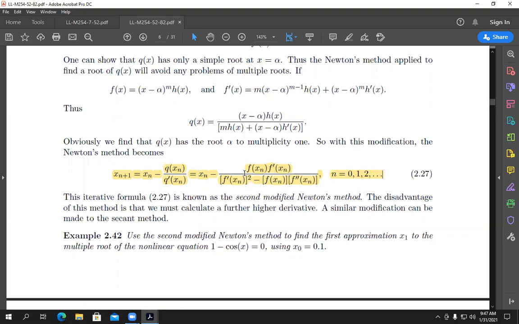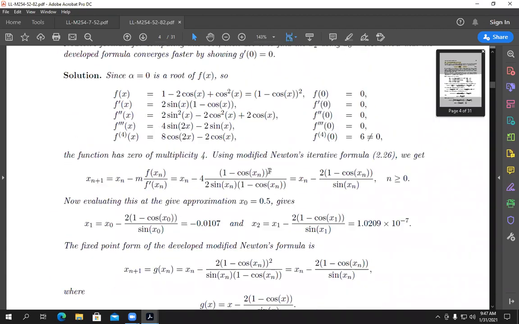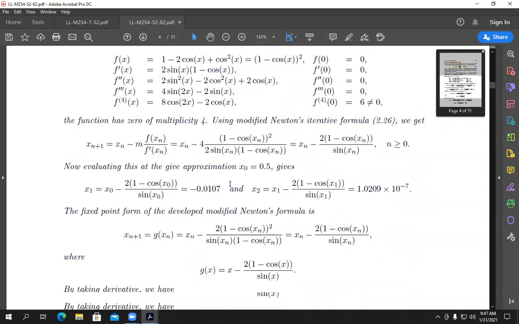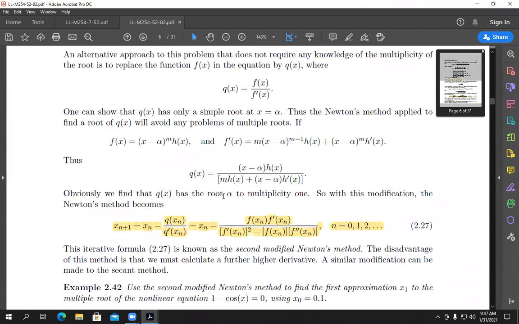There is no M. Only the first formula needs M; the second formula does not need the M. If in the exam the teacher does not give you alpha, then you cannot use the first formula. It means you have to use this formula, which is the modified one.